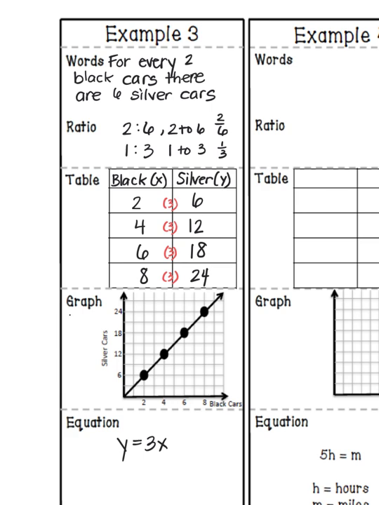So 2, 6 was my first point. You should have started there because all you have is the graph, right? And then this next point right here is 4, 12. So that's where that one came from. And then the next one is 6, 18. And then the last one is 8, 24.